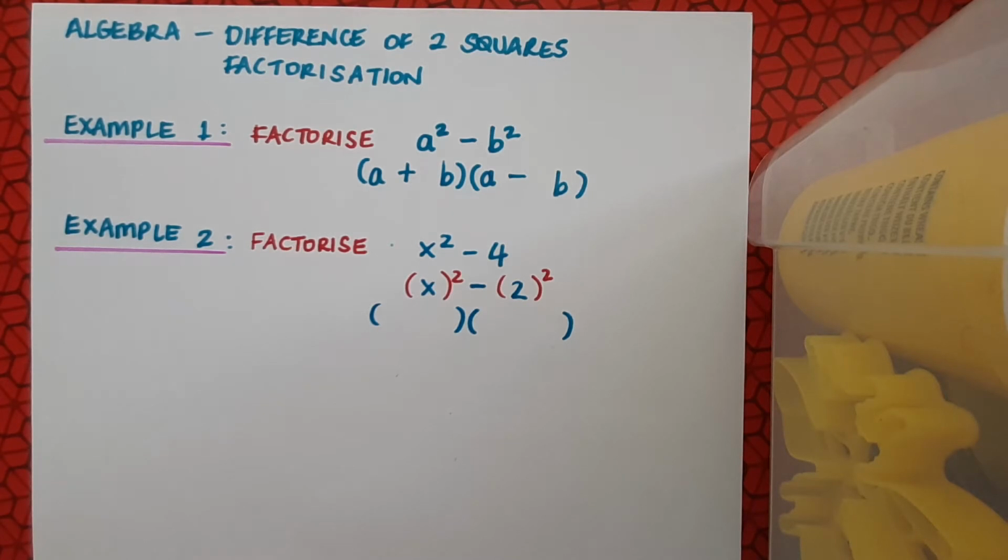So now I write down my two pairs of brackets, and the first term that's being squared goes in the beginning of each bracket, and the second term that's being squared goes in the end of each bracket, and one's a plus and one's a minus.